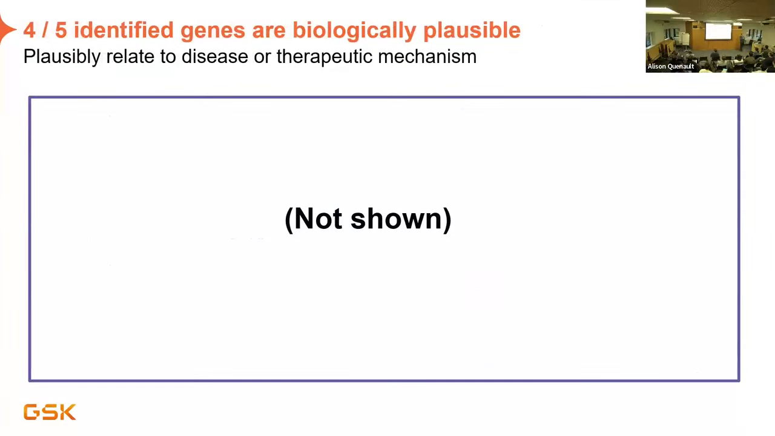So I'm not sure about this, so you'll have to take my word for this. It's very nice work by colleagues in computational biology. 4 out of 5 of these genes are biologically plausible, which I think is quite remarkable because this is an agnostic transcriptomic panel. There are many unannotated transcripts, but of the 5 we identified, 4 make sense. And I know it's often easy to come up with a story, but I still think that's quite compelling. One definitely doesn't seem to make any sense at all, but just for a bit of balance.